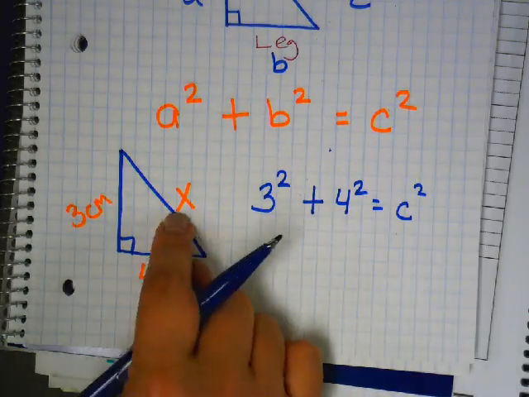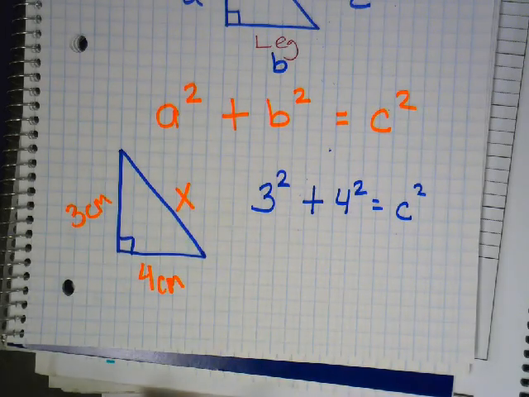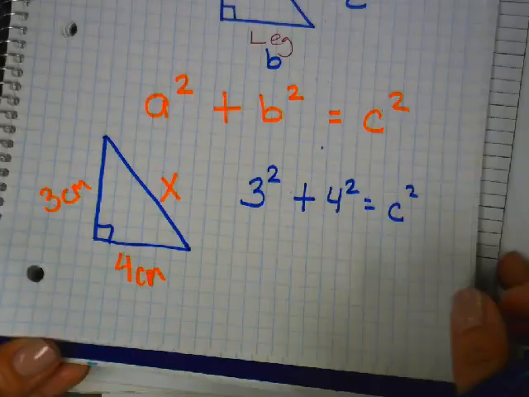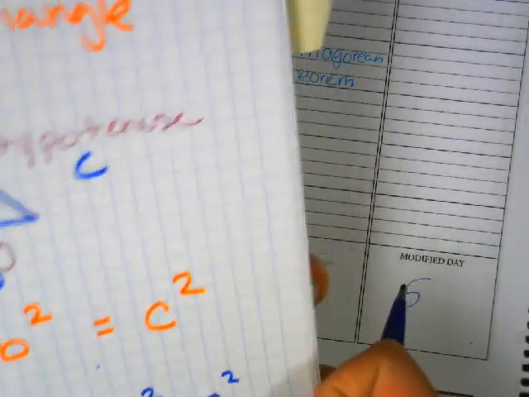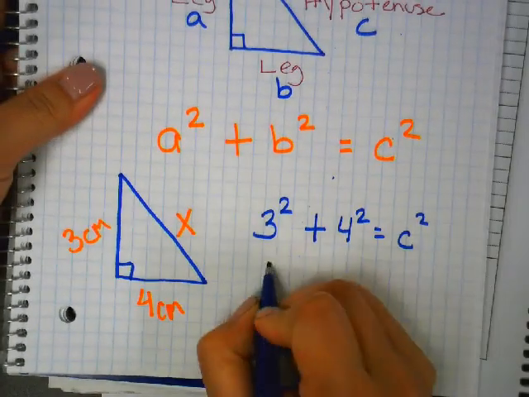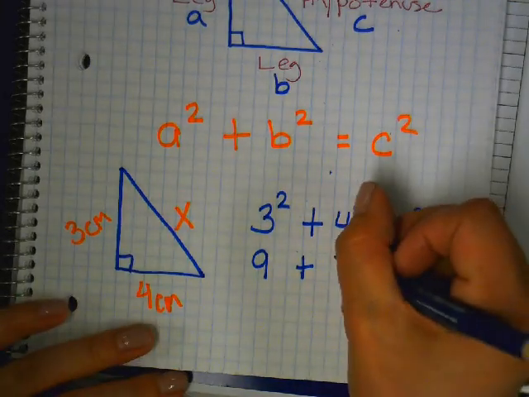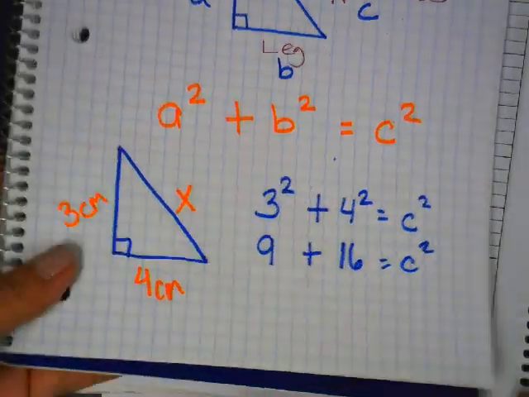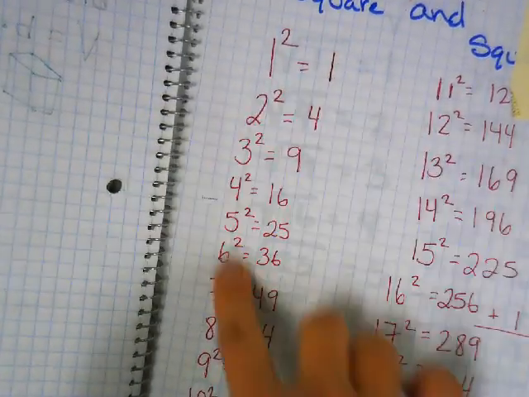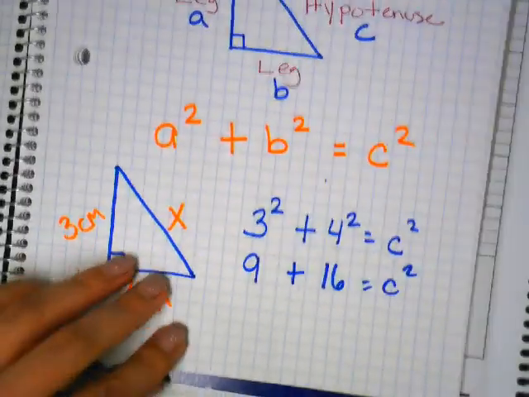Because that x really is the c. All right, so let's look at our chart that we did yesterday. What is 3 squared? 9. Plus 16 equals c squared. Okay, how do we get 9 and 16? You can look back here and find your answers from yesterday. Now we're going to add.